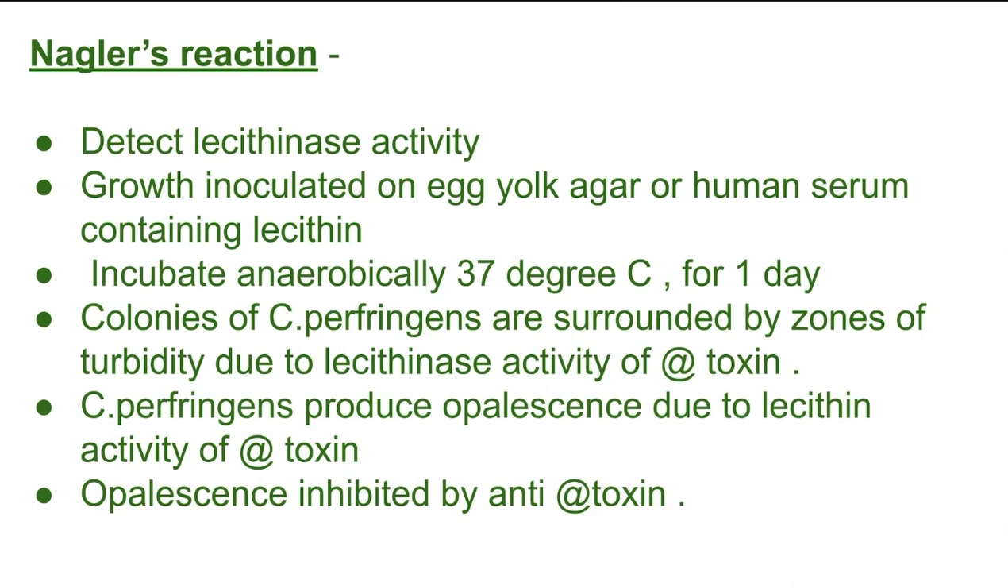It can be grown or inoculated on egg yolk agar or human serum, which contain lecithin. It can be incubated anaerobically at 37 degrees for 1 day. Colonies of perfringens are surrounded by zones of turbidity due to the lecithinase activity of alpha toxin. Clostridium perfringens produces opalescence due to the lecithinase activity. Opalescence is inhibited by anti-alpha toxin.